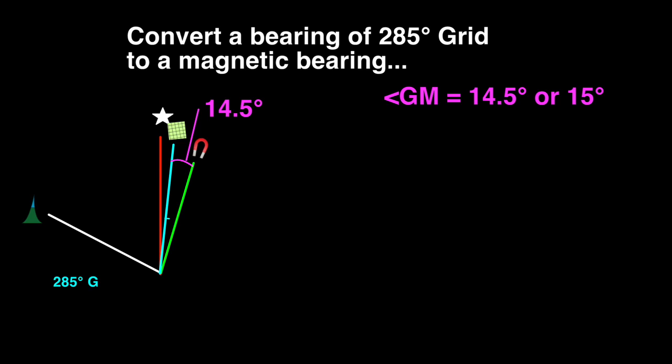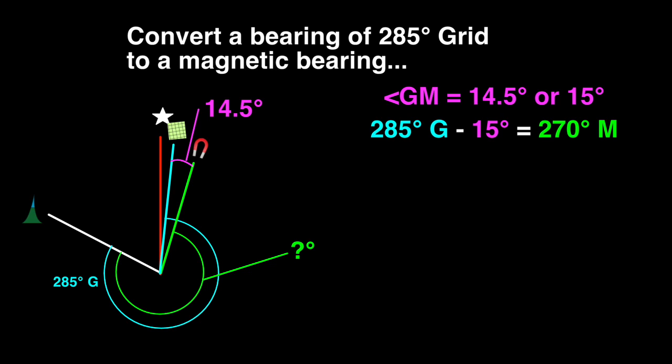Now draw the 285 degree grid bearing onto the diagram. Start at grid north and go in a clockwise direction. The answer we are seeking is the angle from magnetic north to the target. In this case, the magnetic bearing we are seeking is smaller than the grid bearing we were given. So, we subtract 15 degrees from the 285 degrees grid value to get the answer of 270 degrees magnetic.